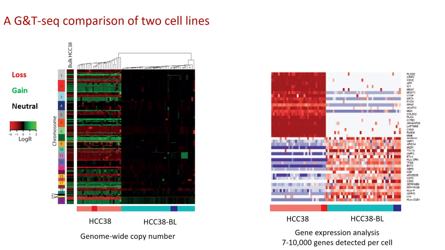And we can detect quite a lot of genes per cell in this sort of setup. So we can detect in each of these cell lines between 7 and 10,000 genes expressed per individual cell. So we get a pretty good transcriptome and we get a pretty good genome from this method.